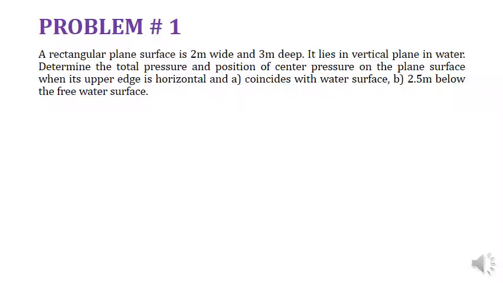Problem number 1. The statement of problem number 1 is: a rectangular plane surface is 2 meter wide and 3 meter deep. It lies in a vertical plane in water. Determine the total pressure and position of center of pressure on the plane surface when its upper edge is horizontal and A. It coincides with the water surface. B. It is 2.5 meter below the free water surface.